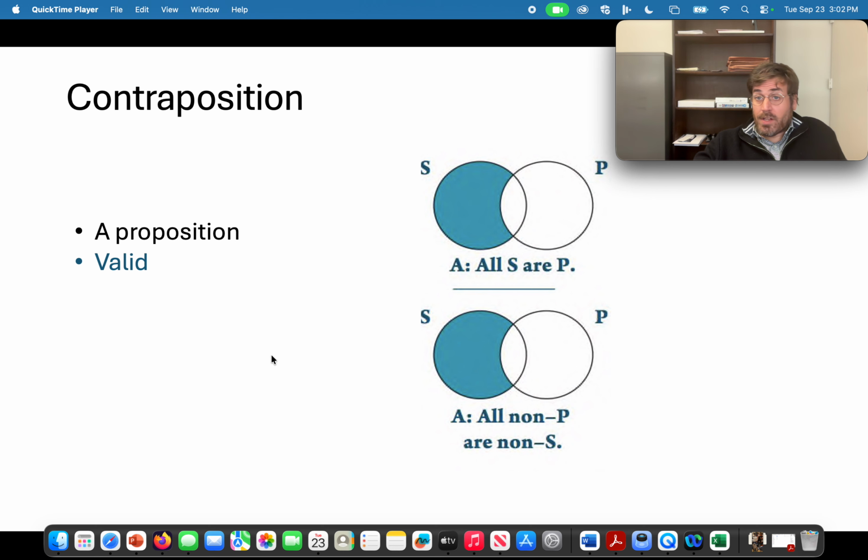So these are perfectly logically equivalent sentences, even though they might sound to common sense to be saying very different things. But at the level of logical structure, these two sentences say the same thing. Okay, so get familiar with the A proposition's placement on the Venn diagram.